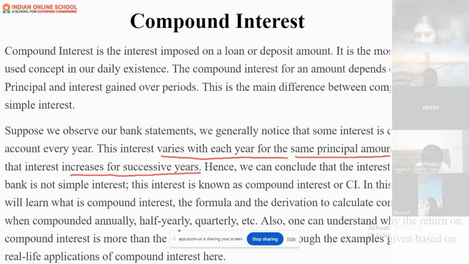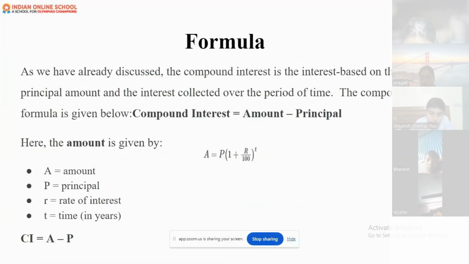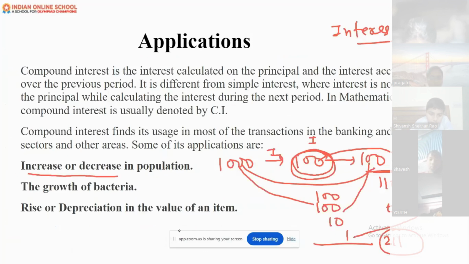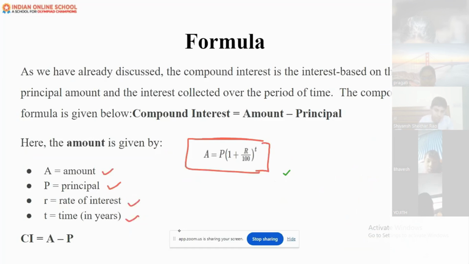And it can be calculated yearly, monthly, and quarterly as well. This is a real life example. Whenever there is an increase in population, whether it is increasing or decreasing, it is calculated by CI only. Growth in bacteria, depreciation in the value of an item. This is the formula we have for compound interest. All the terminology is the same here: A is amount, P is principal, R is rate of interest, T is time.